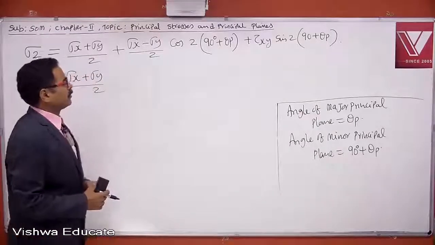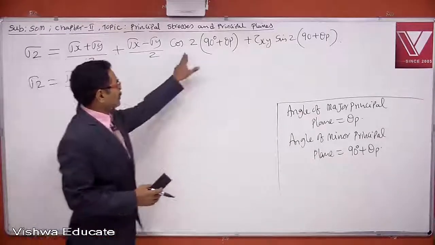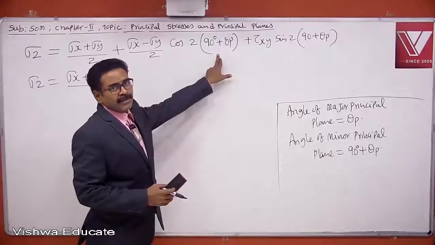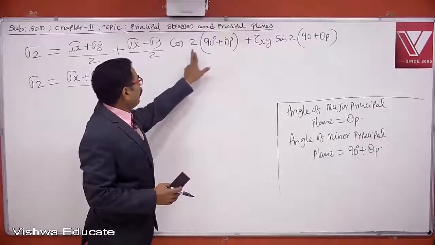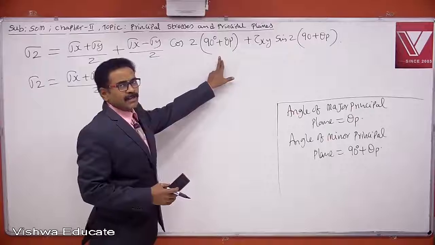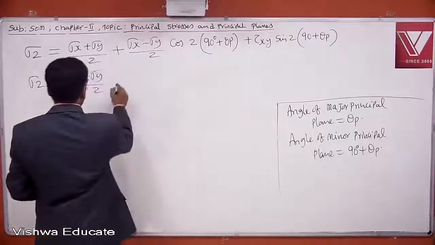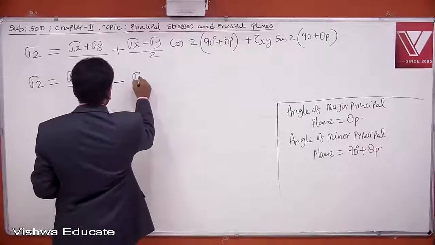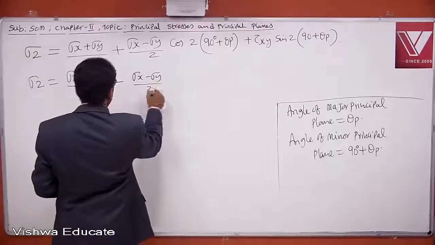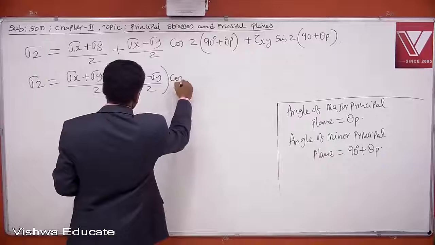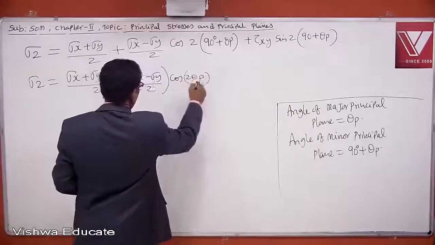2 into theta p, 2 theta p. So this expression becomes cos of 180 plus 2 theta p. What is cos of 180 plus 2 theta p? Minus cos 2 theta p. So here I get minus sigma x minus sigma y by 2 into cos 2 theta p.